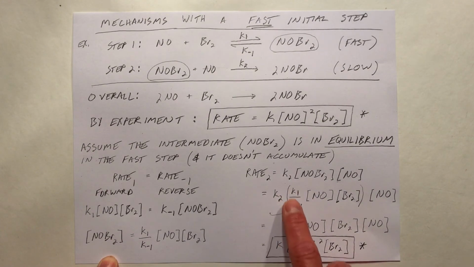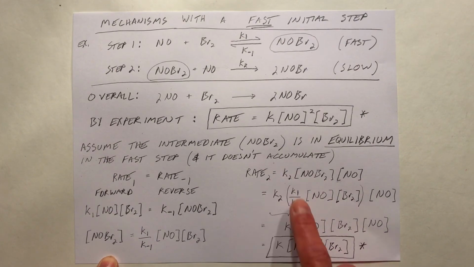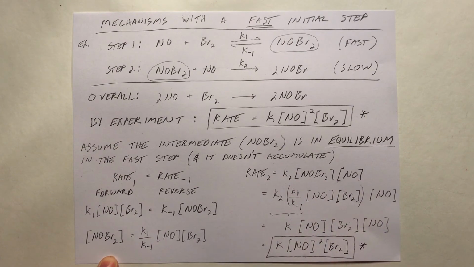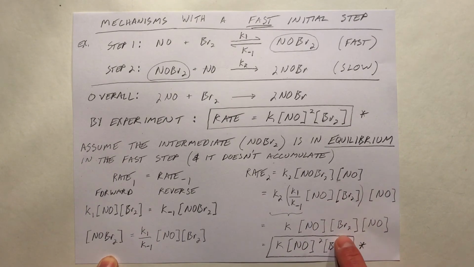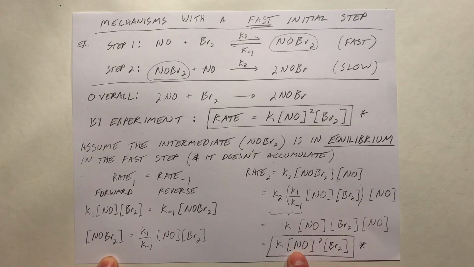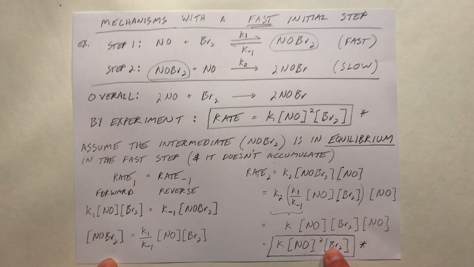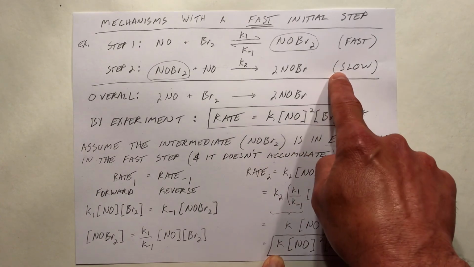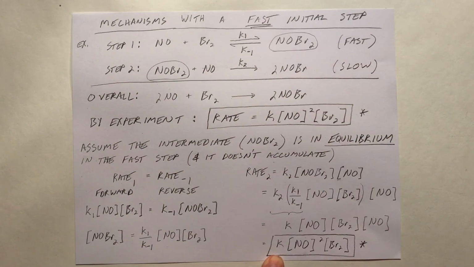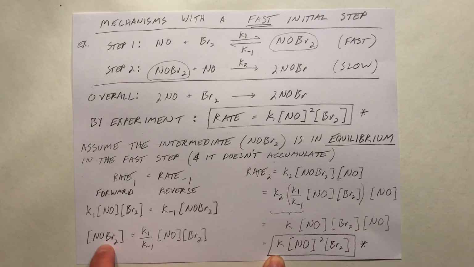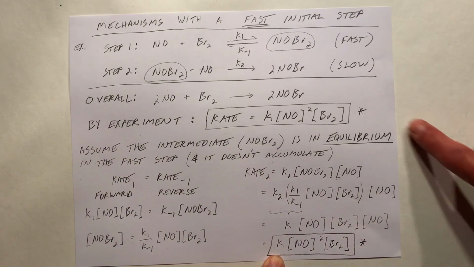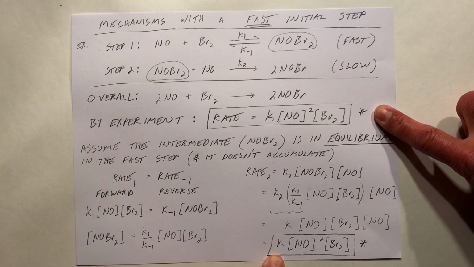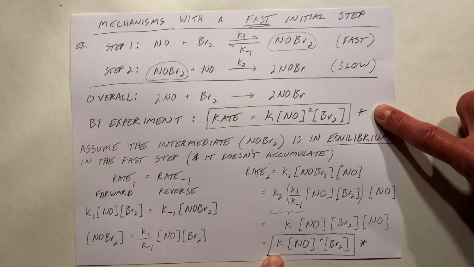Now, that's a constant times a constant divided by a constant. We can combine all 3 constants into one constant. We'll call it K. And then we have NO concentration, Br2 concentration, and NO concentration again. Well, anything times itself is that thing squared, so it's NO concentration squared times the concentration of Br2. Well, guess what? This is the rate law for the second step, the rate determining step, where we've substituted it in for the intermediate. And it matches the rate law determined by experiment, using the method of initial rates, for example.